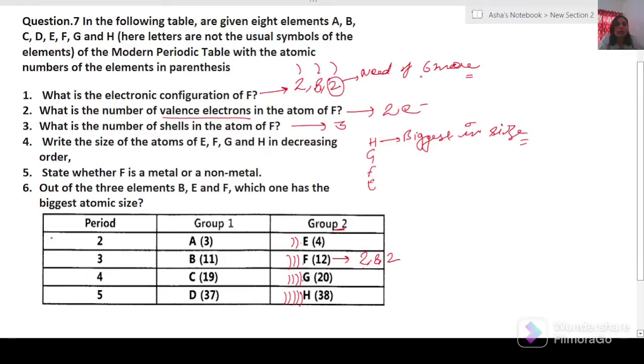So what will it do? It will lose 2 electrons. Since it is losing, it is a metal. Non-metals always gain and metals always lose. So it is a metal.